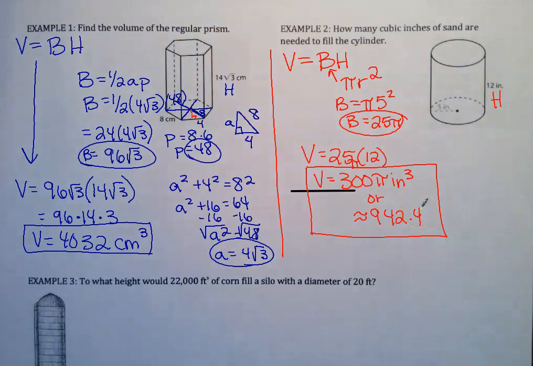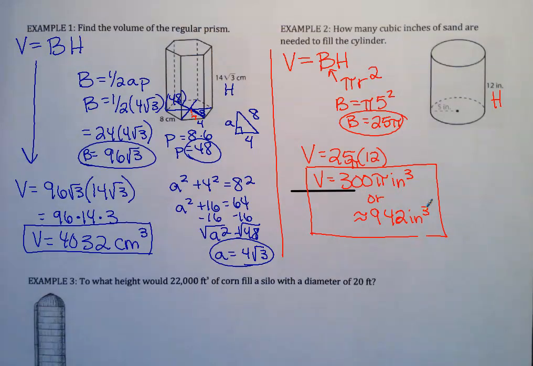942.477796. I'll take it. Again, it's an approximation, so you could say 942. If it's an approximation, you could round to the nearest whole number. That'd be okay.